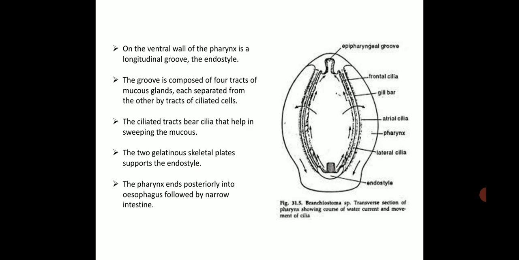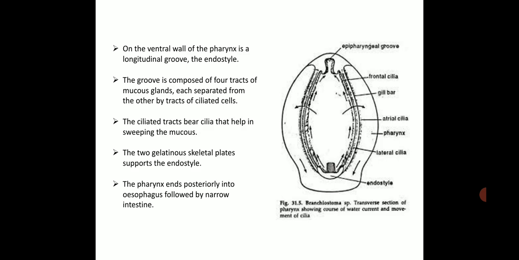On the ventral wall of the pharynx is the longitudinal groove, which we call the endostyle. The groove is composed of 4 tracts of mucus glands, and these are separated from each other by ciliated cells. The ciliated tracts bear cilia that help in sweeping the mucus. The 2 gelatinous skeletal plates support the endostyle.